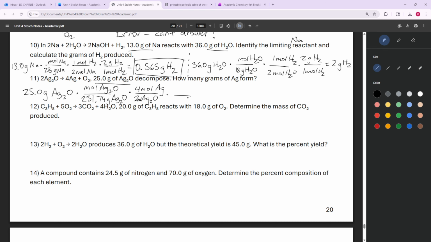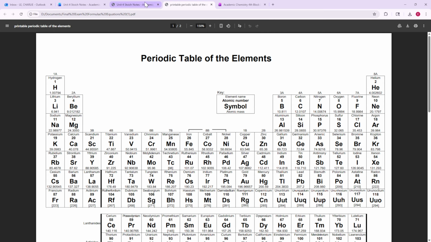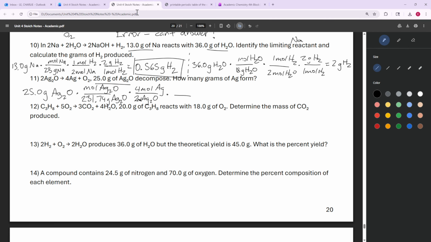Finally, right, again, 107.8682 times for every mole of silver, we get 107.8682 grams of silver. Plug all of that in. We have 25 divided by 231.74 times 4 divided by 2 times 107.8682. That gets us 23.3 grams of silver.